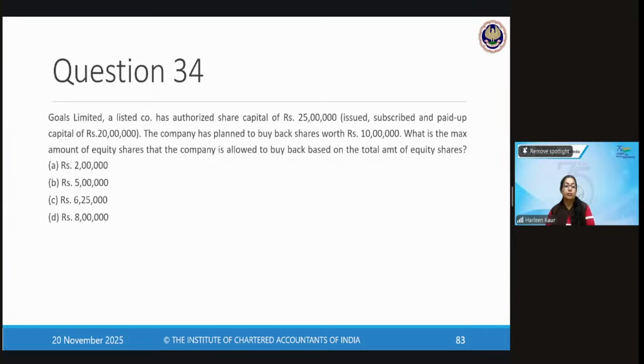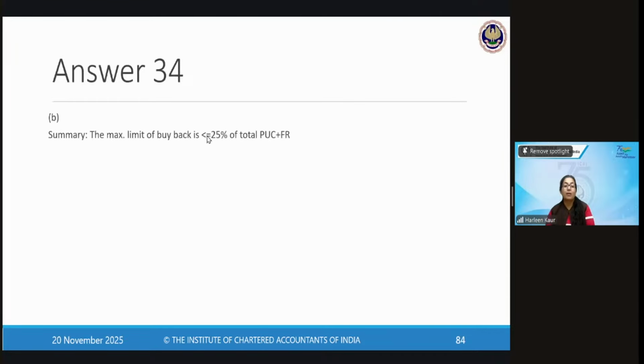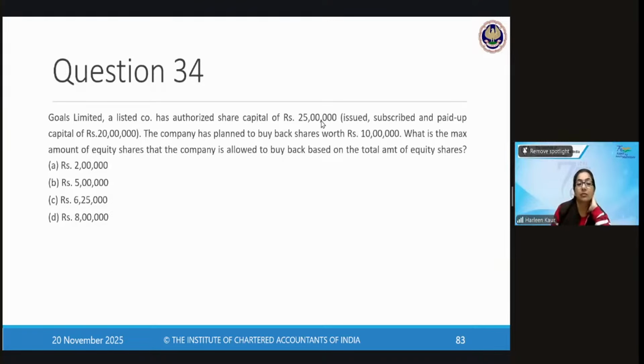Very good, very good. Maximum limit of buyback is 25% of total paid up share capital and free reserves. So 25% करो, इसका calculate कितना आता है? How much we can do? You cannot go beyond 5 lakhs.